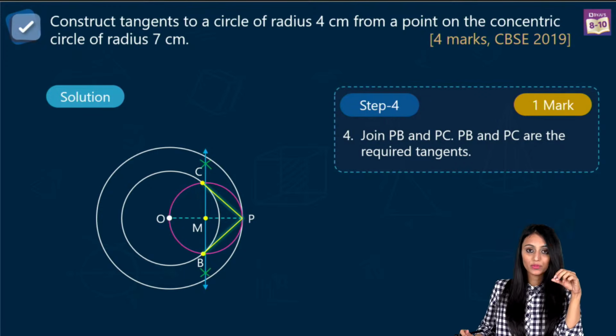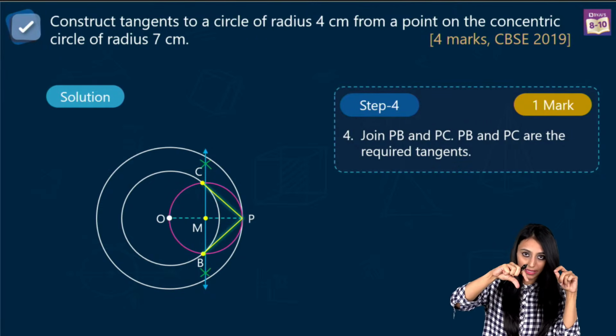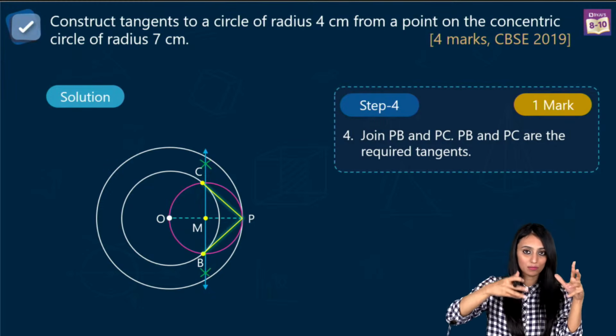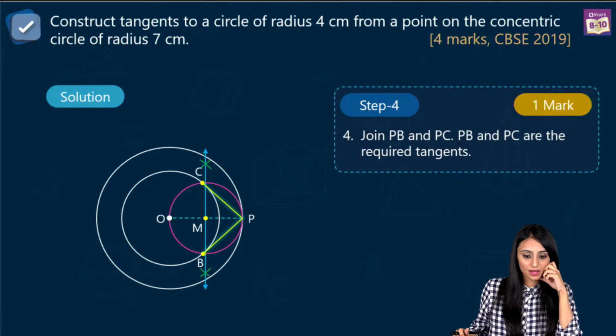Yes, after M, you keep the compass needle there, right? And open it up. OM is the radius. You draw a circle. It will intersect the smaller one, right? Wherever it is intersecting, you can mark those points as, let's say, B and C, and you join them with P. I hope that it's clear to everyone now.